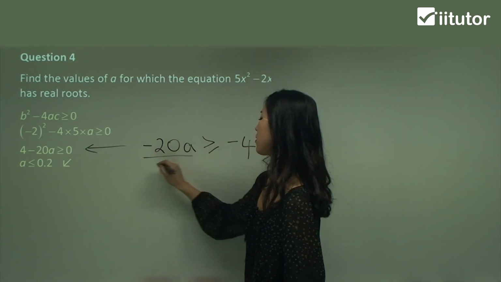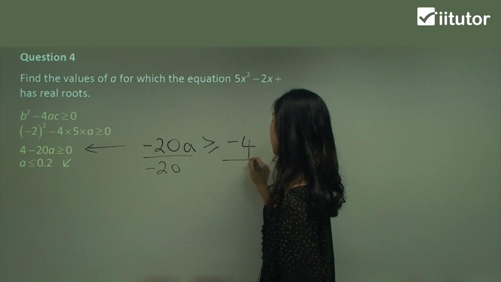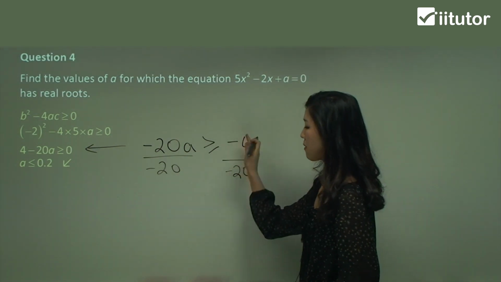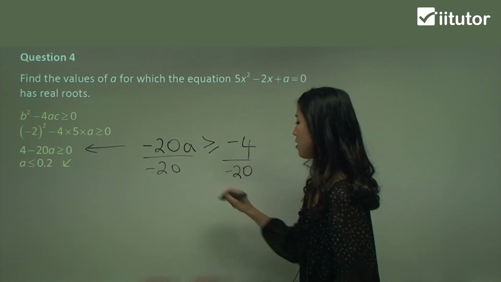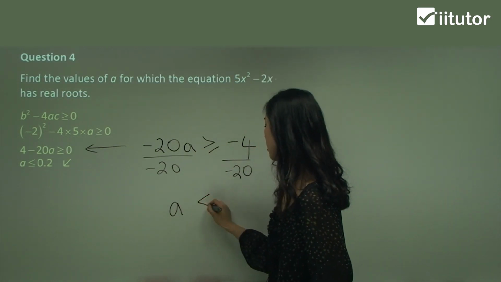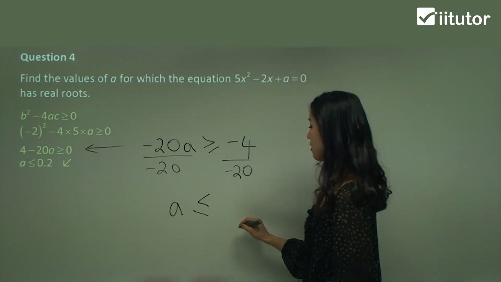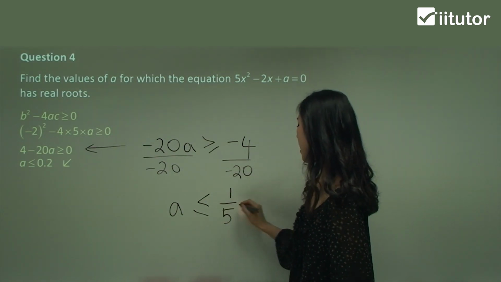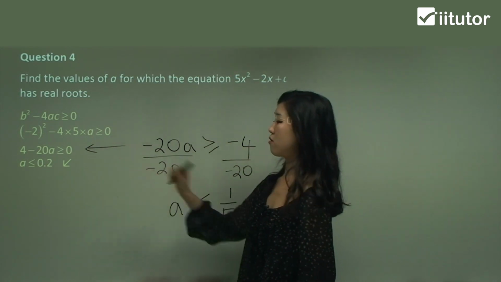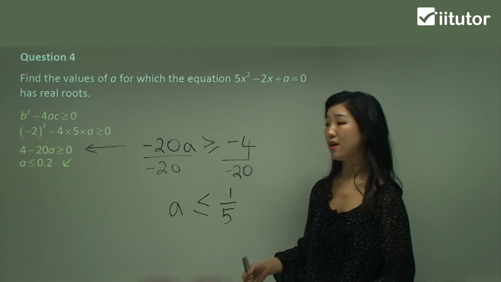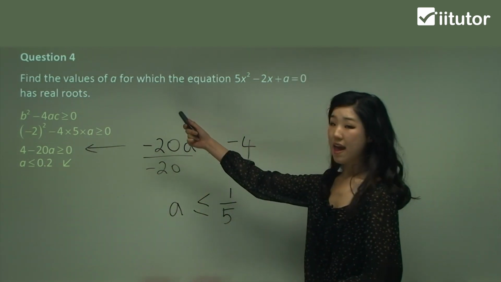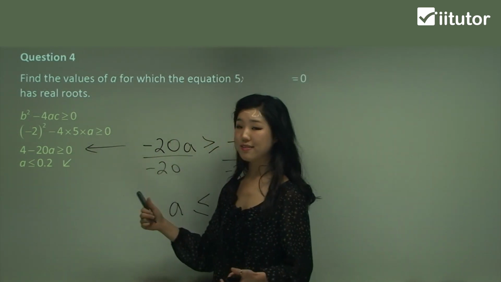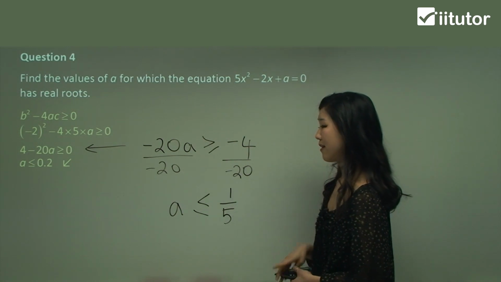And if I divide both sides by negative 20, guys, remember, if I'm dividing or multiplying by a negative number, we must switch the sign around. So a is simply going to be, I switch the sign around, 4 over 20, which is going to be 1 over 5. 1 over 5 is the same as 0.2 as a decimal. So therefore, the values of a for which this function has real roots is when a is less than or equal to 0.2. And that's it.